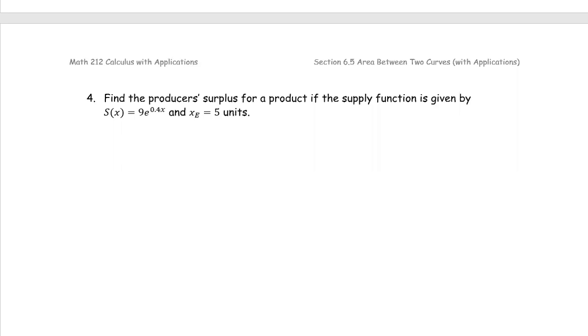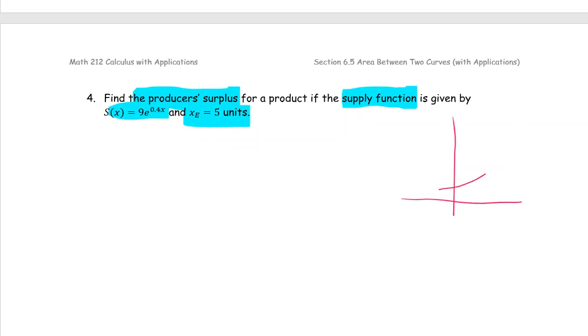For number 4, we're going to find the producer surplus for the product. This time the supply function is given as an exponential, and the equilibrium x is 5 units. The supply function is an increasing function, S(x) equals 9e to the 0.4x, and the equilibrium point is at xe equals 5.